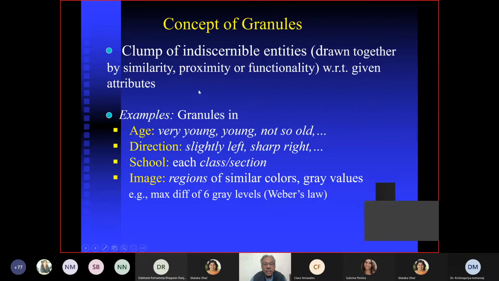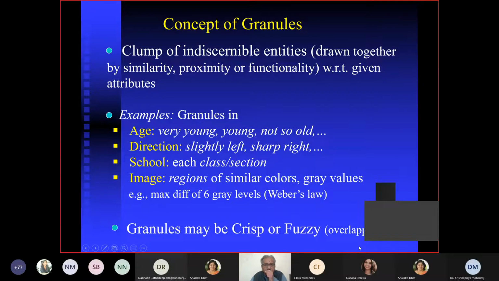So here, if you look at this, I have given different examples of granules in case of age, direction, one. Now, some of the granules do not have a well-defined boundary, just like very young, slightly left. That means boundaries are fuzzy. But here, the boundary is crisp. It's a hard set. Here, the boundary is crisp: 1 to 5, 1 to 6, 2 to 3, 7, etc. Therefore, in real life problems, granules could be crisp or fuzzy, depending on the problem.